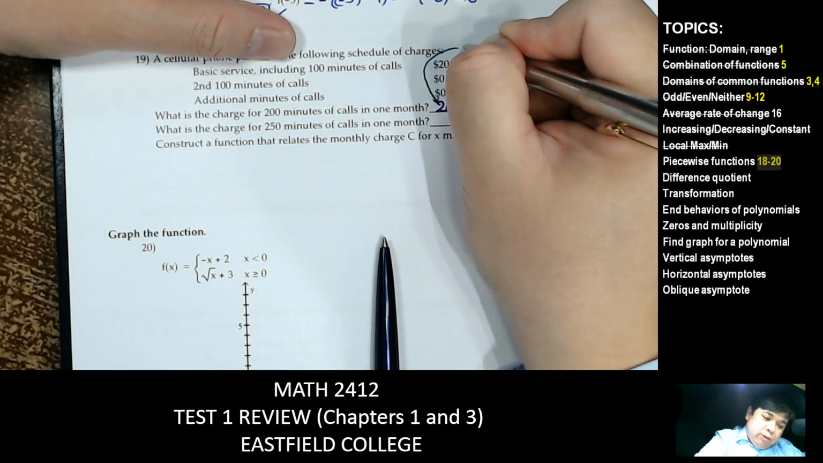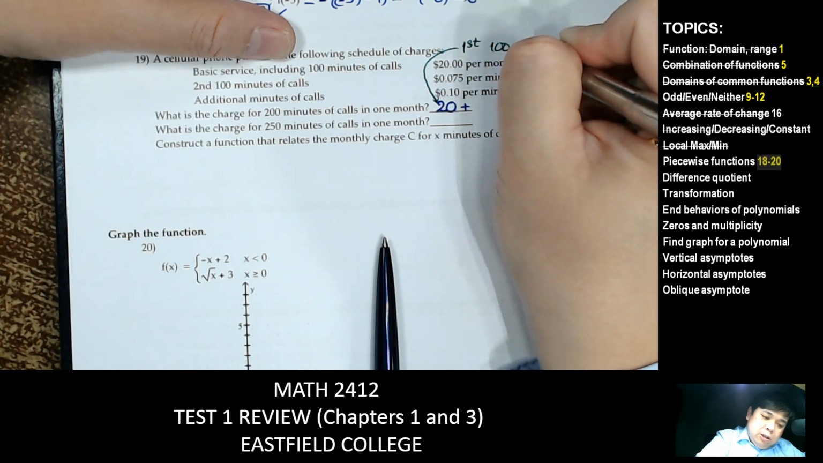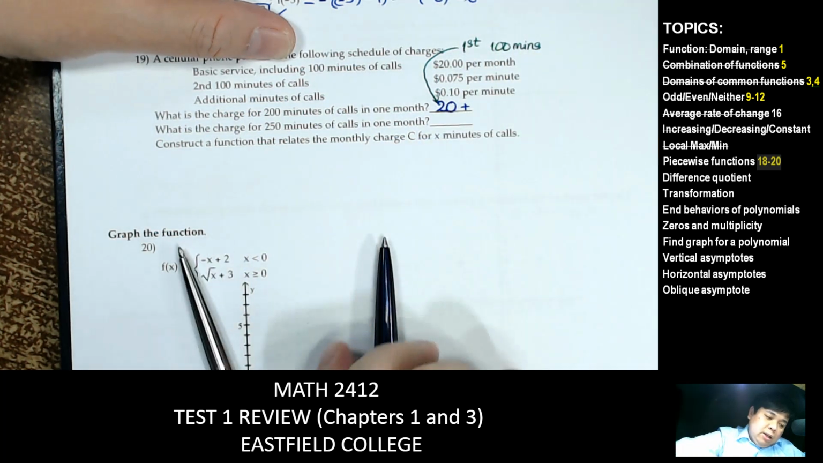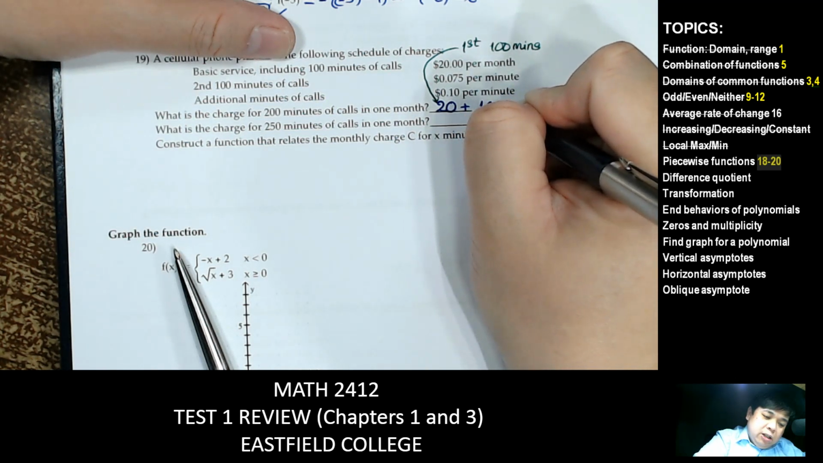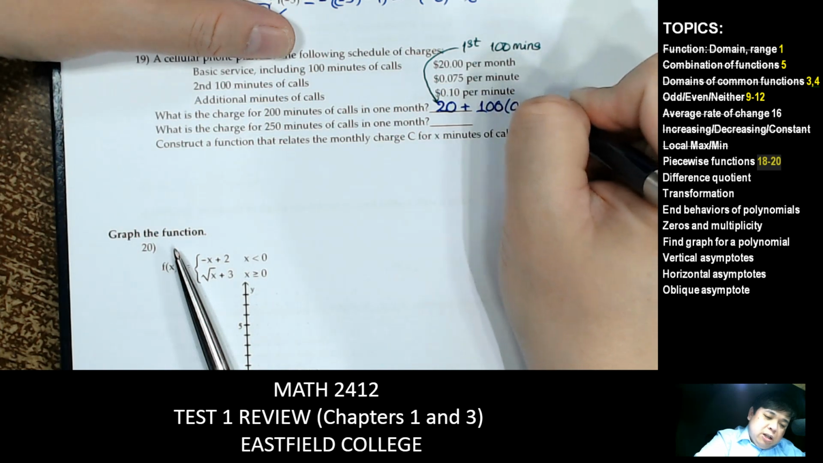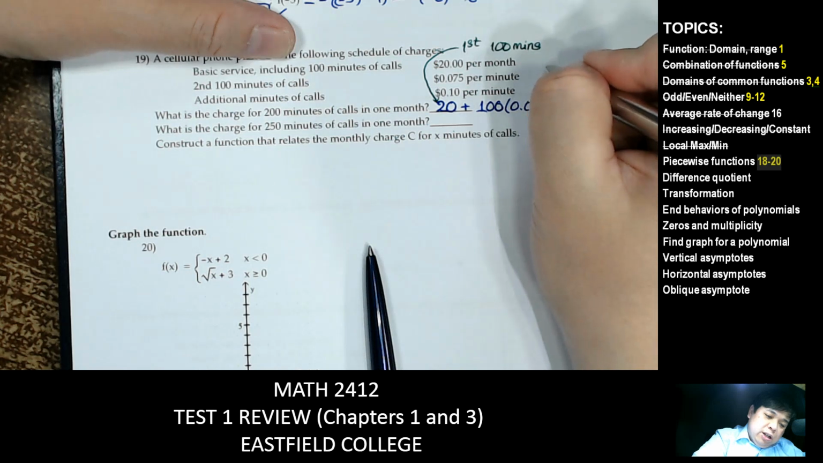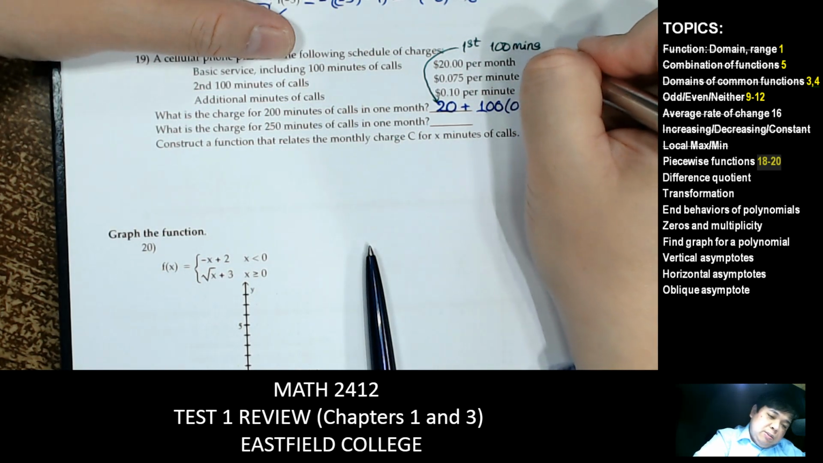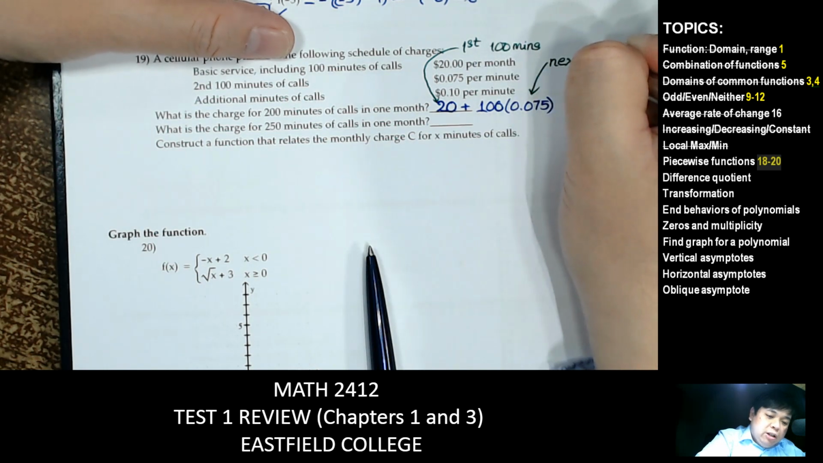I will write this. This will be for the first 100. And then plus, next we have 100 minutes times 7.5 cents. So that will be for the next, by next, I mean after 100.